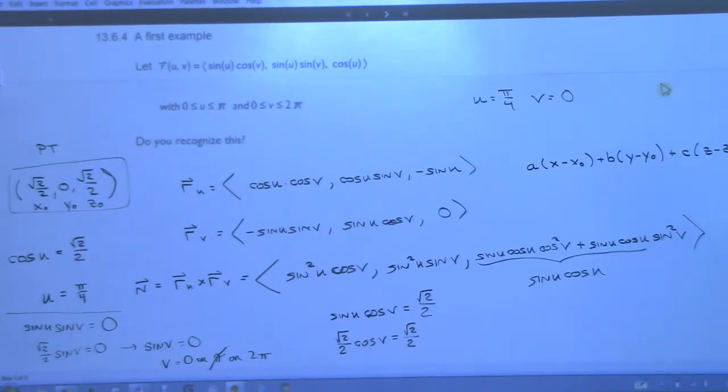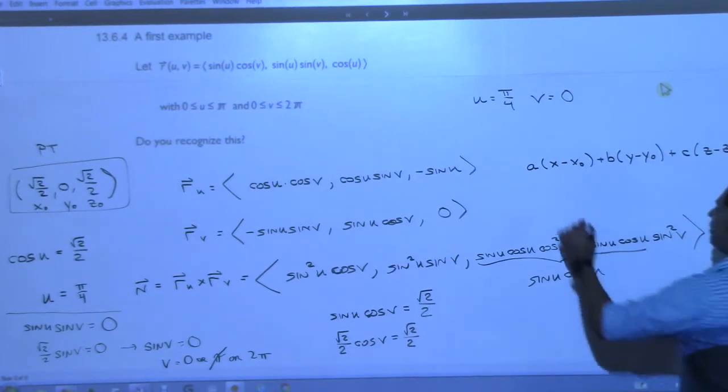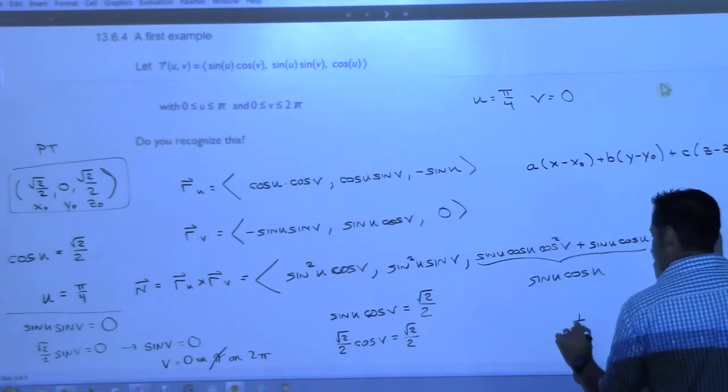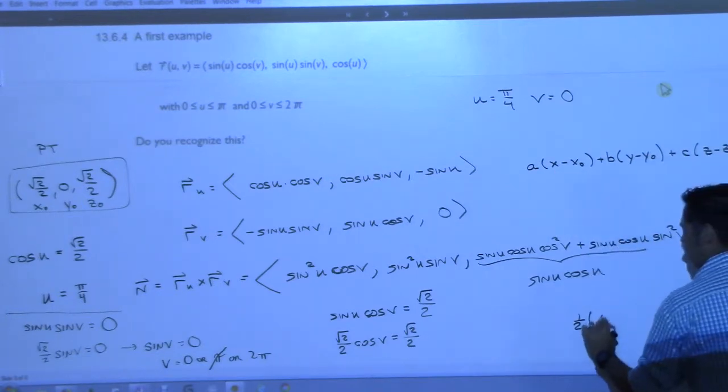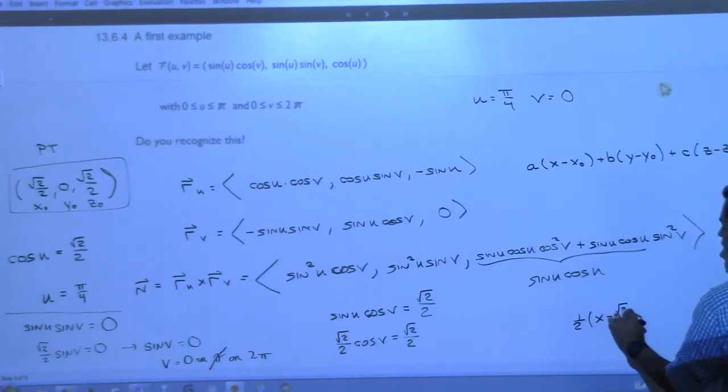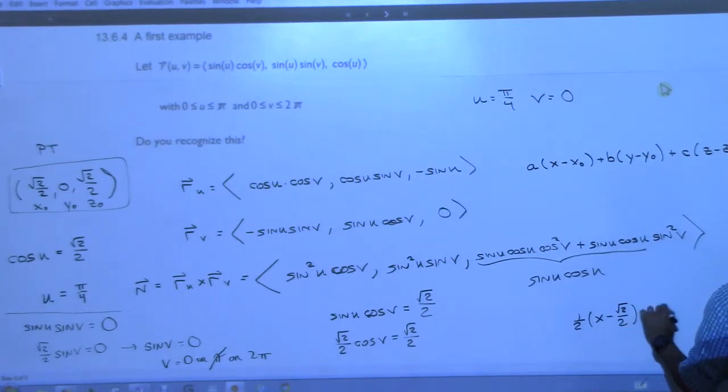So the root 2 over 2 and 0 and the root 2 over 2, that was given to us, right? Yes, that was given. So for the normal vector, you can see I got just 1/2, 1/2, 1/2. Anyone else get that? All right, I'll go with it. So you're saying it's 1/2 and then x minus what? It's root 2 over 2, and then plus 1/2 y minus 0, so just y, and then plus 1/2 z minus root 2 over 2 equals 0.